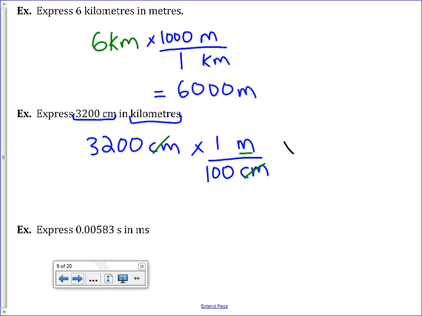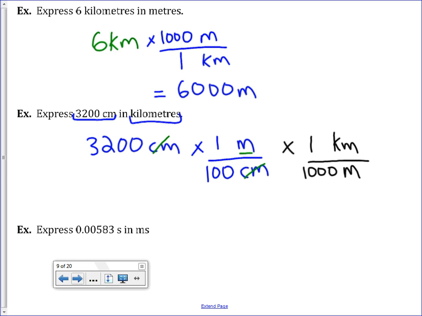So once again, we're going to multiply this again. We're going to multiply it by the unit that we're interested in converting to, which in this case is kilometers. We're going to divide what we are converting from, which in this case is meters. And then using our conversion chart again, we know that for every 1 kilometer, we have 1,000 meters. So we're going to take our 3,200, divide it by 100, and divide it by 1,000.